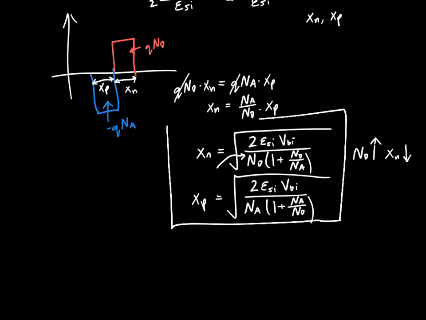And if you're interested in the total depletion width, typically called WDEP, that's just xn plus xp. But I find that these individual expressions for xn and xp are much easier to remember than their sum. And it's fairly easy to switch from one to the other if you know which quantities you have in each case. So xn depends on 1 over Nd, which is the doping on that side. xp depends on 1 over Na, which is the doping on the p side.